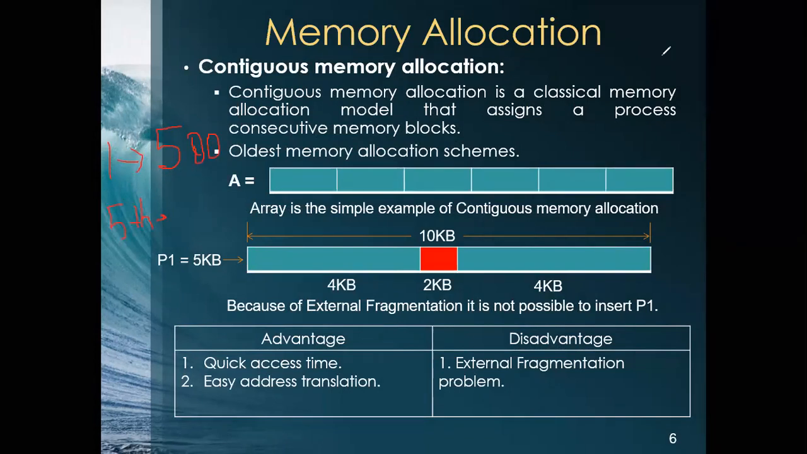In this way we can allocate the memory, because in an array we know that if the first one is at 500, the second one will be at 501, the third one at 502, and so on. So this is a quick access time and easy address translation. We just add 1, plus 1, plus 1, and we get the next address. But the problem is external fragmentation. Now, what is external fragmentation? We will discuss that in the later slides.